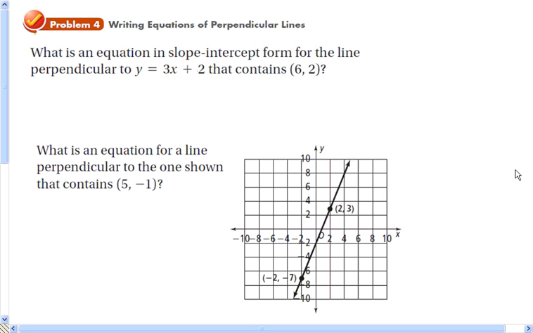All right, what is the equation in slope-intercept form for the line perpendicular to y equals 3x plus 2 that contains 6, 2?